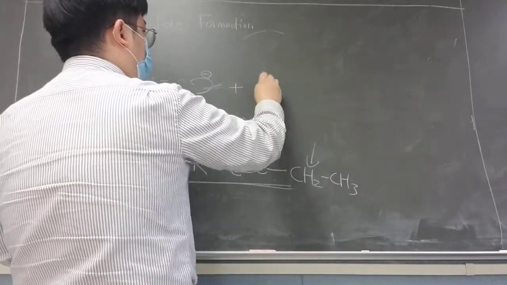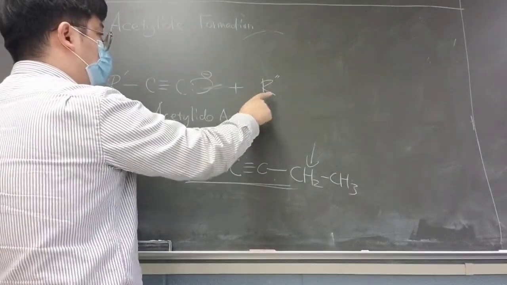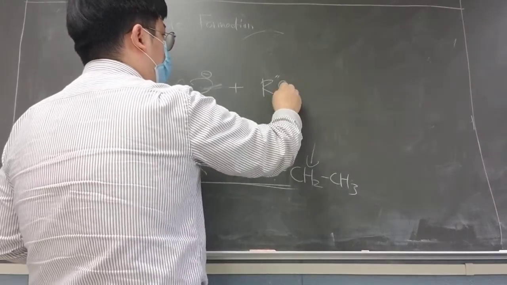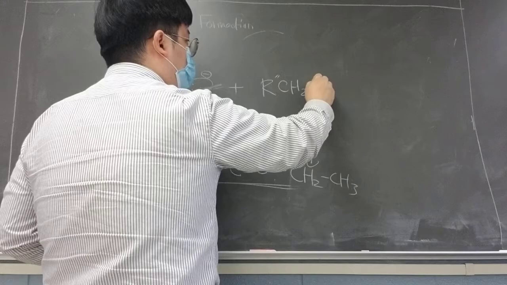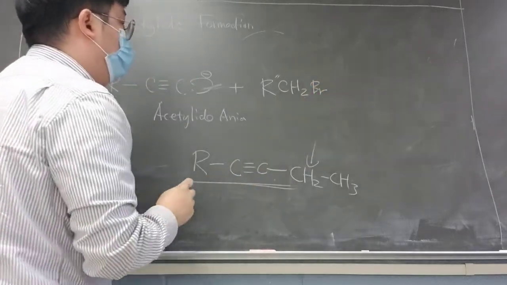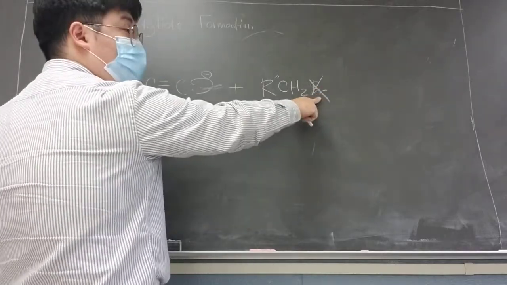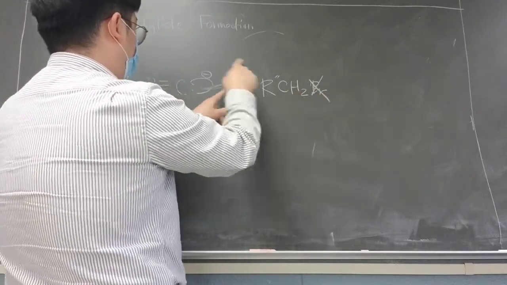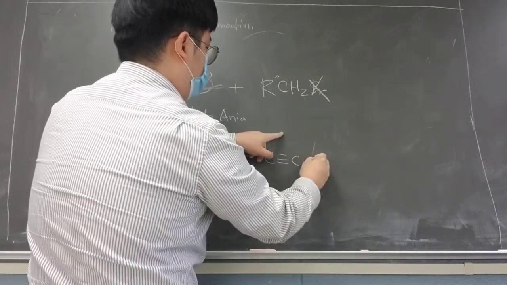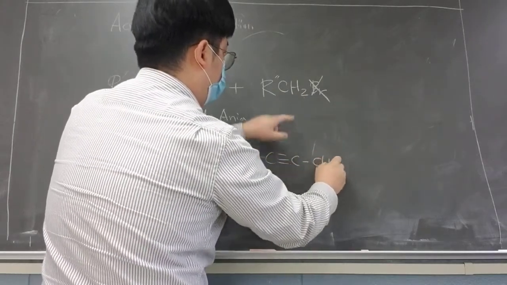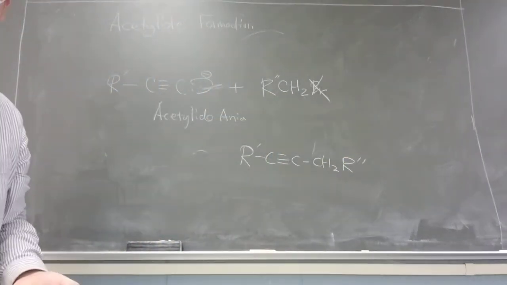Whenever you have that with the R, so this is R prime, this is R double prime, maybe two different R groups here, and you have a CH2, and then maybe just bromine here. The only thing you have to do is just remove this one and put this one in this way. So R, C triple bond, and now it is CH2 R. That's all you need to know.